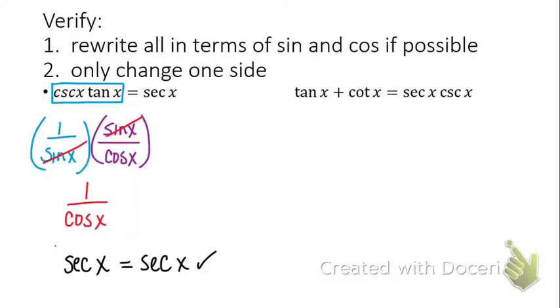Now we have to add tangent plus cotangent and tell me how is tangent plus cotangent equal to secant times cosecant. So you're only changing this side to prove that it equals secant times cosecant. Now you're adding fractions, so you do need a common denominator. So go ahead, take a moment and work through that.